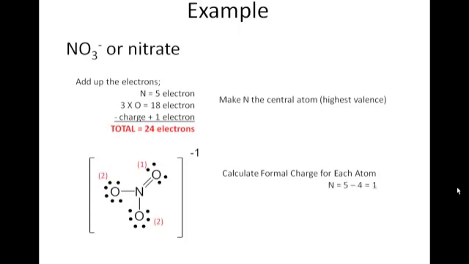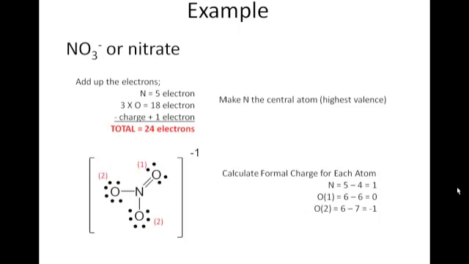Nitrogen, we start with 5 in the valence shell minus 4 for our 4 bonds. So nitrogen has a +1 charge. Oxygen number 1, we start with 6 electrons in the valence shell, and we assign 6 for oxygen number 1 because we have 2 lone pairs for 4 plus 2 bonds for 2 more. So that 6 minus 6 is 0.